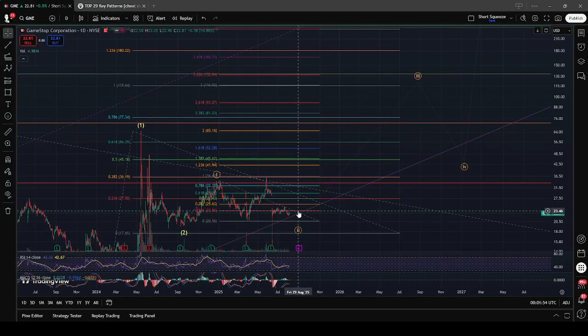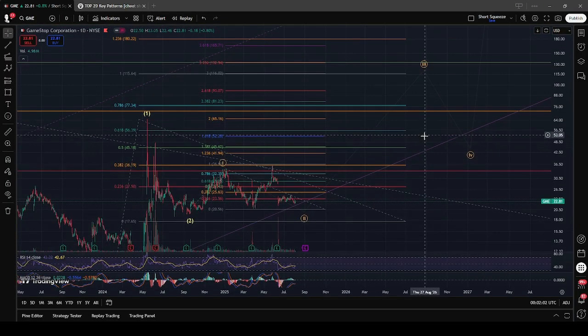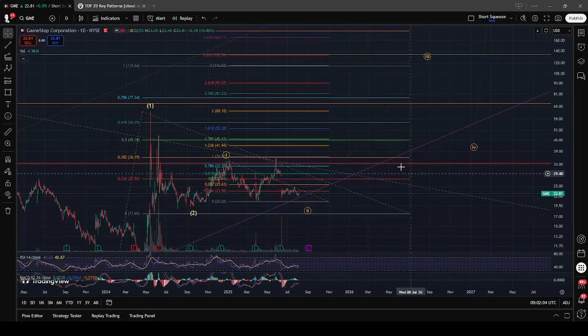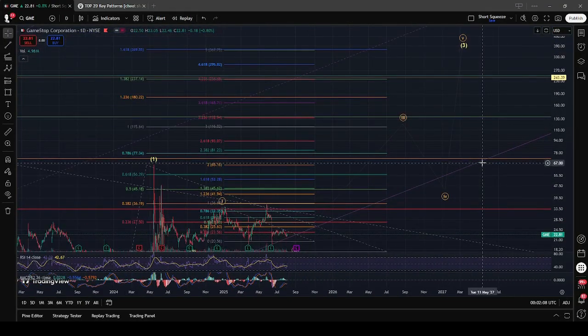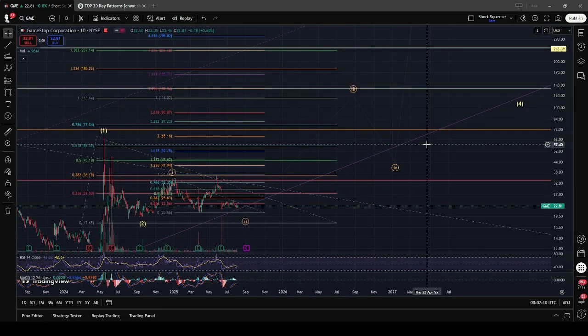So when we get that wave 3 and where we top out, it's going to tell us where the next level will be. And again, wave 3 is going to be impulsive. It's going to be explosive as well. So that's all I'm looking for right now, regardless of whatever happens here.